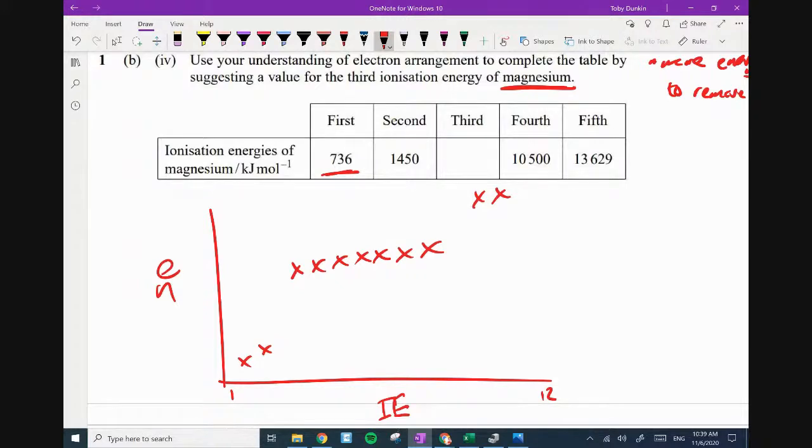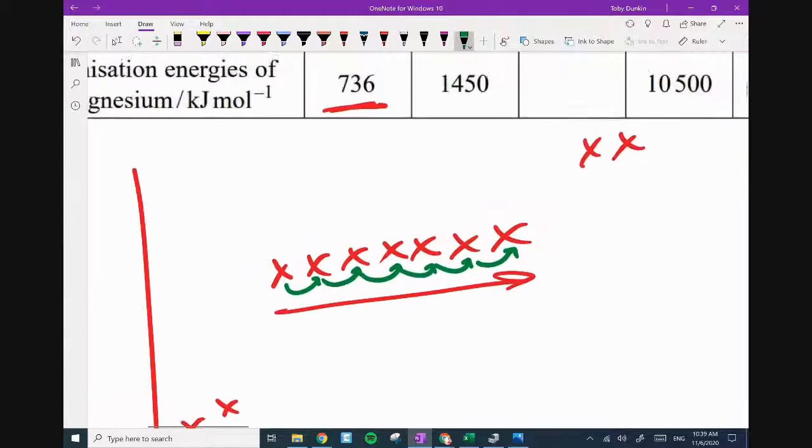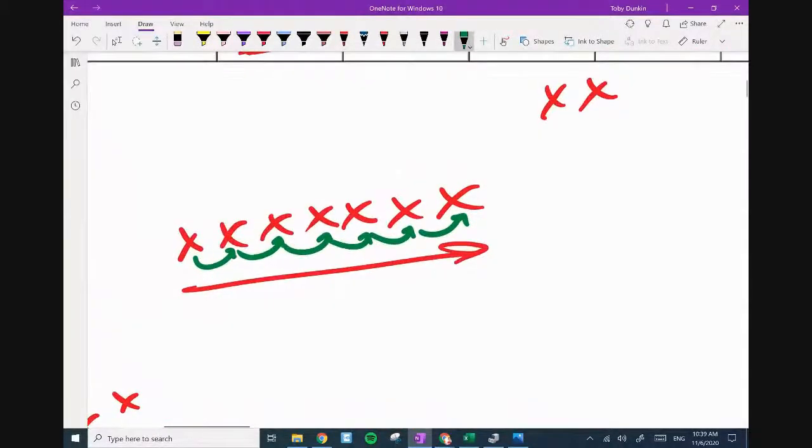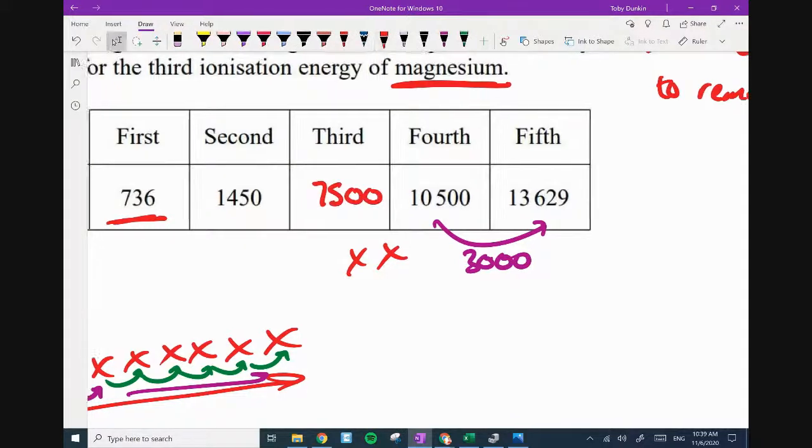And what we need to realize is that this 8 here, there's a nice consecutive rise. In the successives, we get this lovely steady increase. So if I'm trying to predict that one, what I can do is look at the difference in these. And this one here is approximately a 3,000 difference. So this one is going to be approximately 7,500. There we go.